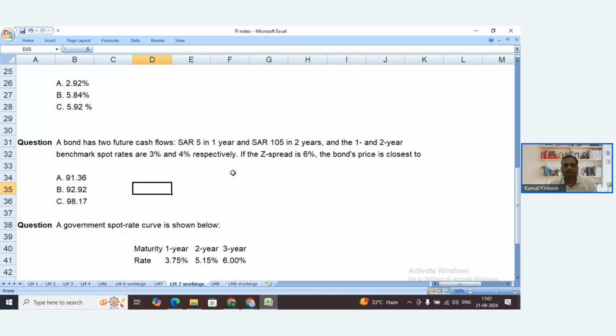SAR means what? A bond has two future cash flows. SAR 5 means what? It's a currency. You're telling it is cash flows. See, it is very easy to not understand, right? She was telling semi-annual rate. That is why they have specified clearly it is future cash flows. Okay, SAR, which currency?